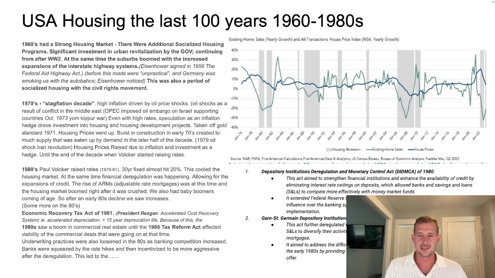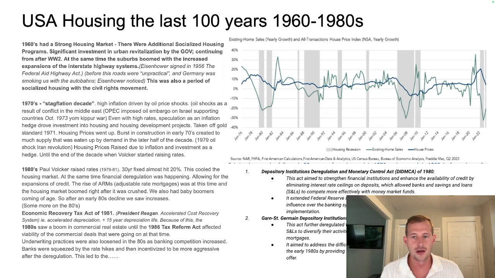So this led into the 1970s, which is classified as the stagflation decade. A lot of people compare what we're currently going through to the 1970s decade. However, there are some different things that happened. So in the 1970s, the stagflation decade was high inflation driven by oil price shocks. Oil shocks as a result of conflict in the Middle East. So OPEC imposed oil embargoes on Israel-supporting countries. That was October 1973 with the Yom Kippur War that Israel was involved in.